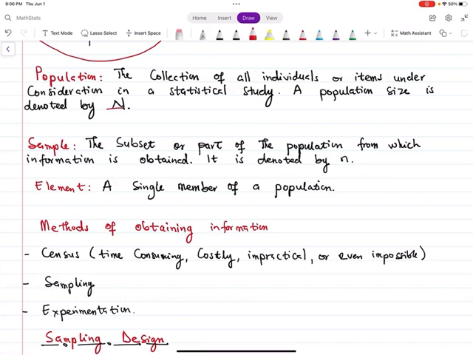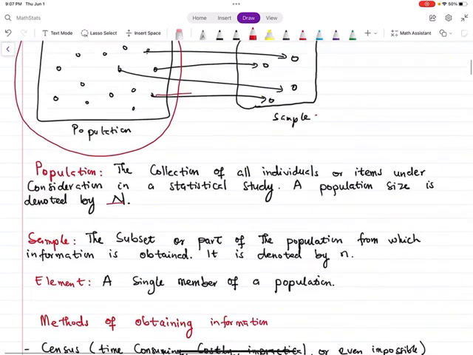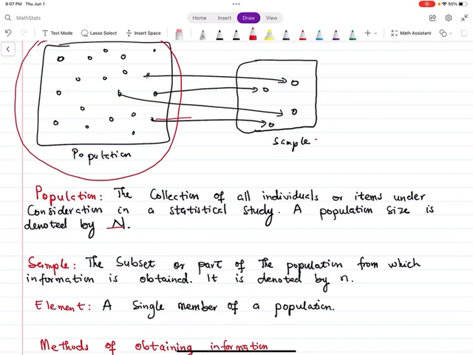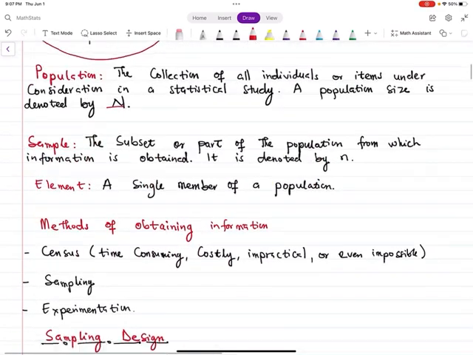And then I also want to talk about the sampling design. The sampling design is a methodology of choosing elements from a population to form a sample. So for example, this is also a sampling design. How did I decide to choose this guy, this guy, this guy, and then this guy? This guy here, this guy, and then this guy. So the process of choosing such people is what we call the sampling design. So we want to talk about a few of them.